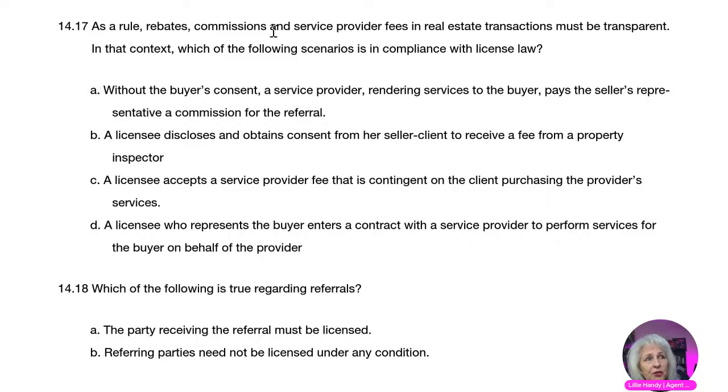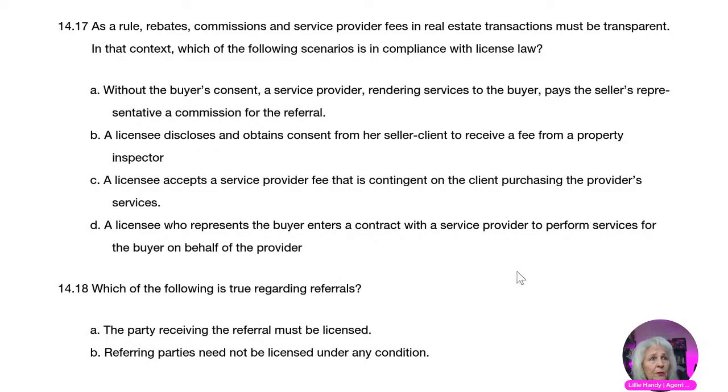As a rule, rebates, commissions, and service provider fees in real estate transactions must be transparent. In that context, which of the following scenarios is in conflict with license law? A, without the buyer's consent, a service provider rendering services to the buyer pays the seller's representative a commission for the referral. B, a licensee discloses and obtains consent from her seller client to receive a fee from a property inspector. C, a licensee accepts a service provider fee that is contingent on the client's purchasing the provider's services. D, a licensee who represents the buyer enters a contract with a service provider to perform services for the buyer on behalf of the provider.